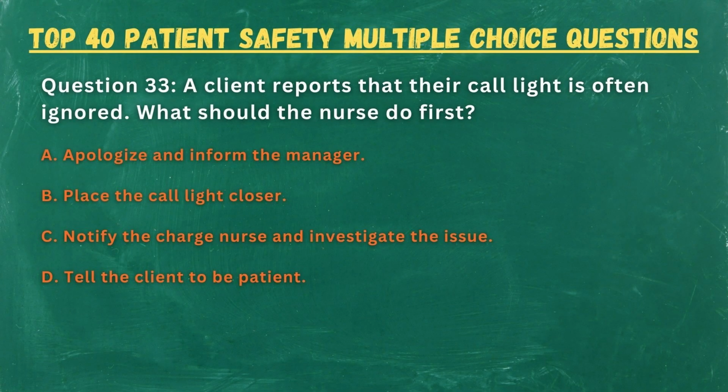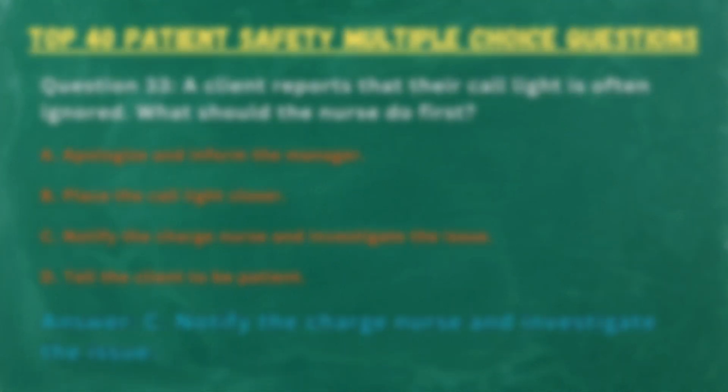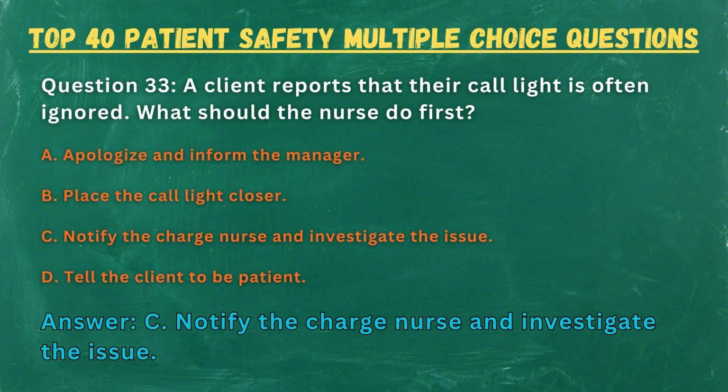Question 33. A client reports that their call light is often ignored. What should the nurse do first? A. Apologize and inform the manager. B. Place the call light closer. C. Notify the charge nurse and investigate the issue. D. Tell the client to be patient. Answer. C. Notify the charge nurse and investigate the issue.